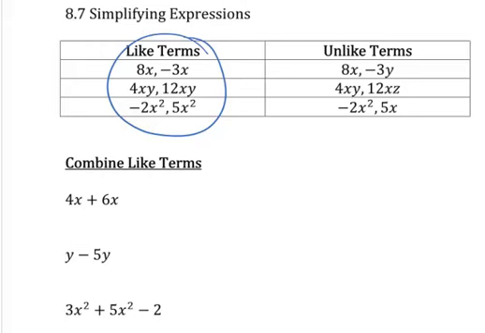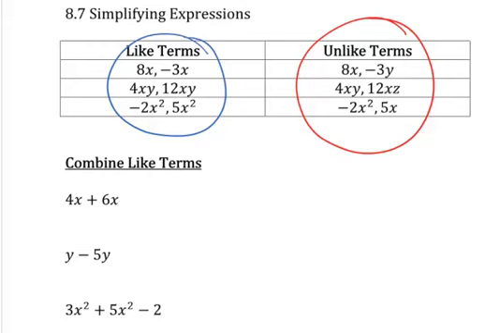Now if you notice the second column, these are what we call unlike terms. 8x and negative 3y are unlike terms because one has an x, one has a y. 4xy and 12xz, again unlike terms because one has an xy, the other one has an xz. Negative 2x squared and 5x, once again unlike terms, one of them has an x squared, while the other one only has the letter x.